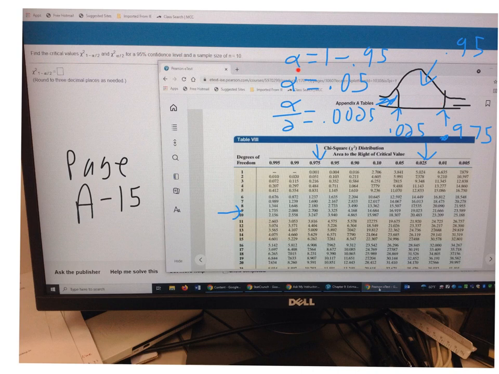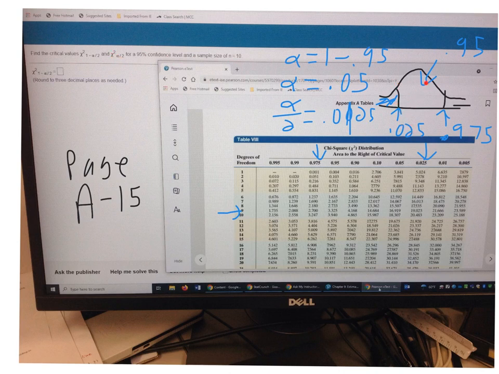To find alpha, you go 1 minus the 0.95, you get 0.05, and you're supposed to divide that by 2. So you divide that by 2, half of that would be 0.025. Okay, so it'll be 0.025 here. So that'd be this first one here.